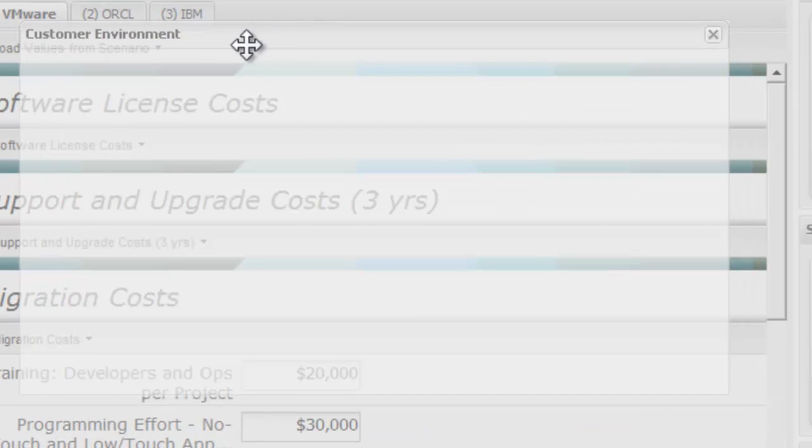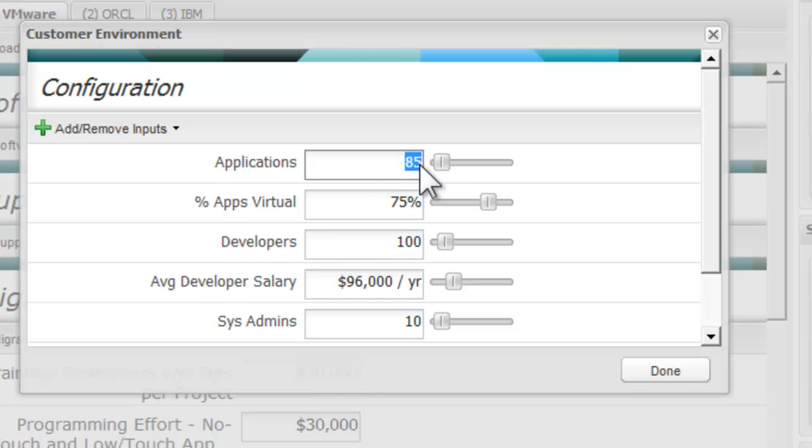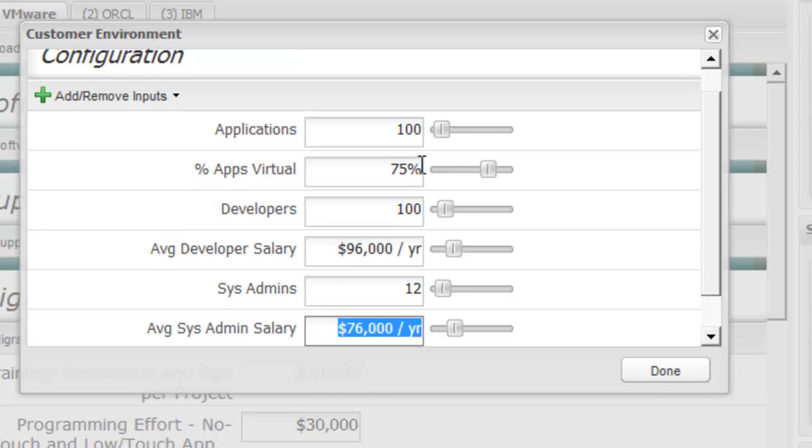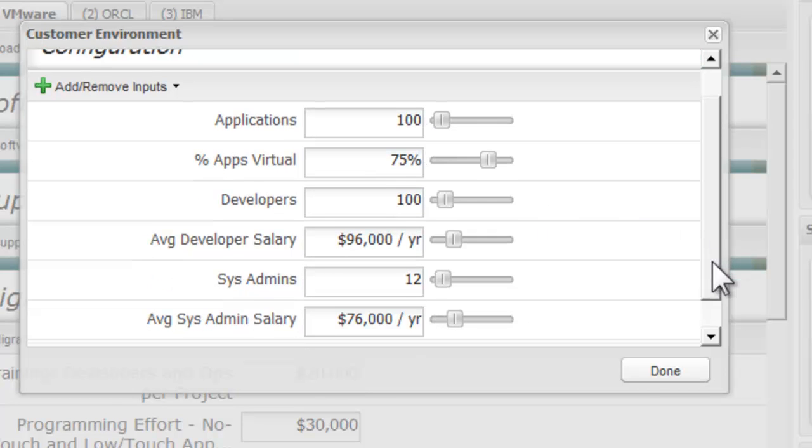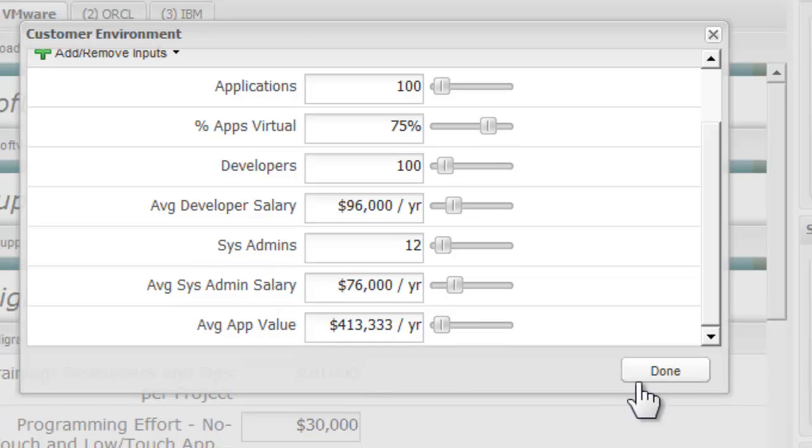Now let's bring these calculations into perspective for Saving Money Incorporated. We can configure the number of applications we intend to migrate. In our case, 100. How many developers we have, how much a developer costs a year, how many system administrators we have on staff, and our application value.